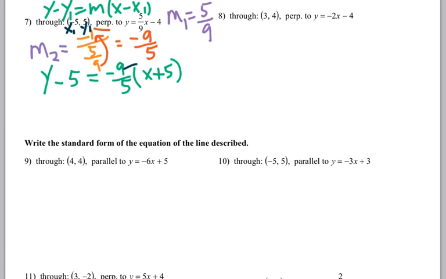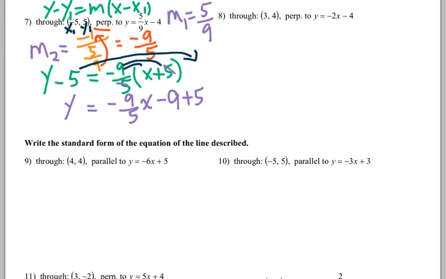So we do the distributive property here, then I add 5. So my answer will be y equals negative 9 over 5x minus, I reduce 5, and then I get negative 9, then I plus 5. So my final answer will be y equals negative 9 over 5x minus 4.